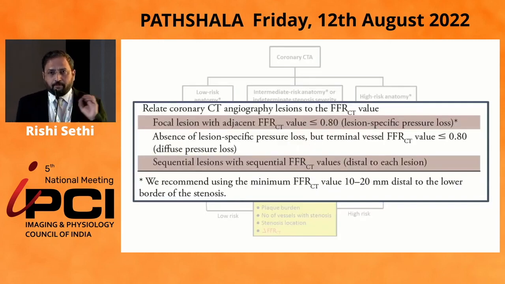So we have to remember one thing that I want to highlight here: when we are seeing the reports of a CT-FFR value, we have to look at the value that is 1 to 2 centimeters distal to the lesion that we are interrogating by that CT. And there are two reasons for the same.